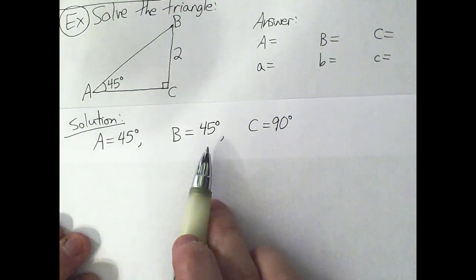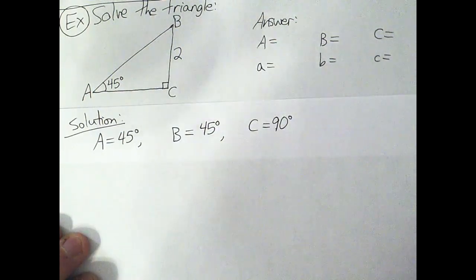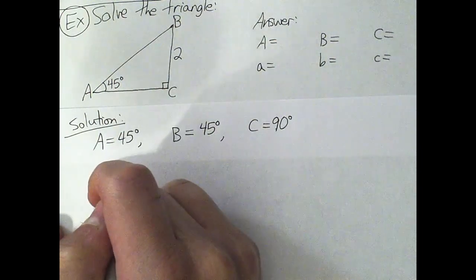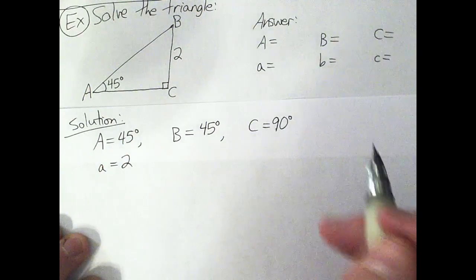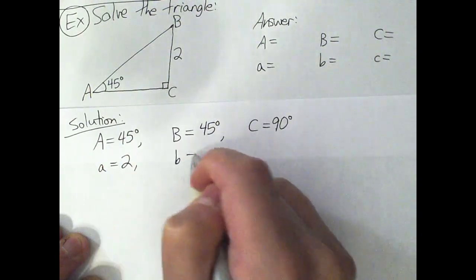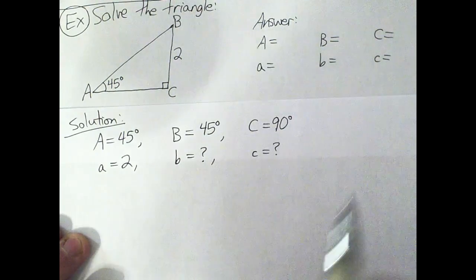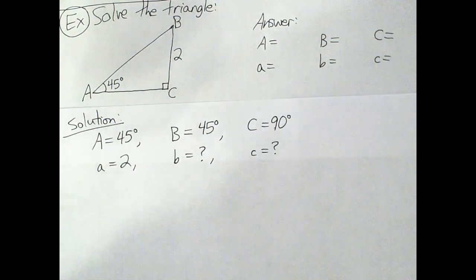I guess we also know lowercase a is 2. You know, so we could write that if we want. Lowercase a is 2. And that means that all that's left is we need to find lowercase b and lowercase c. So we have 2 pieces to find. I don't think we could do it with the Pythagorean theorem right now.